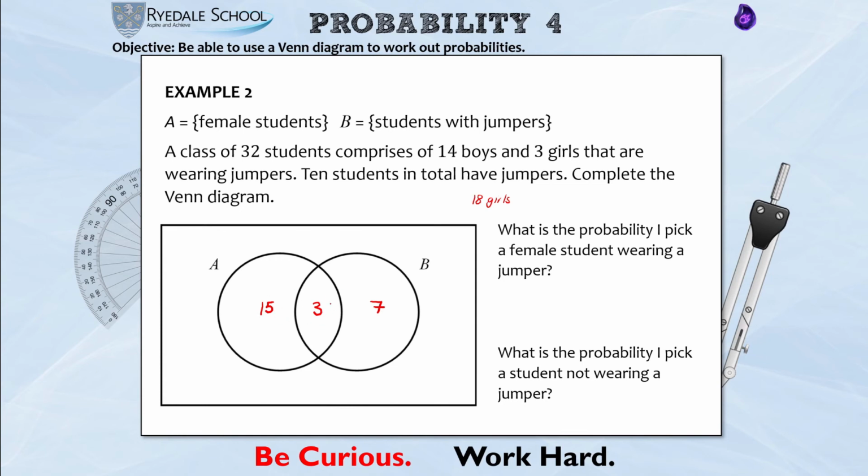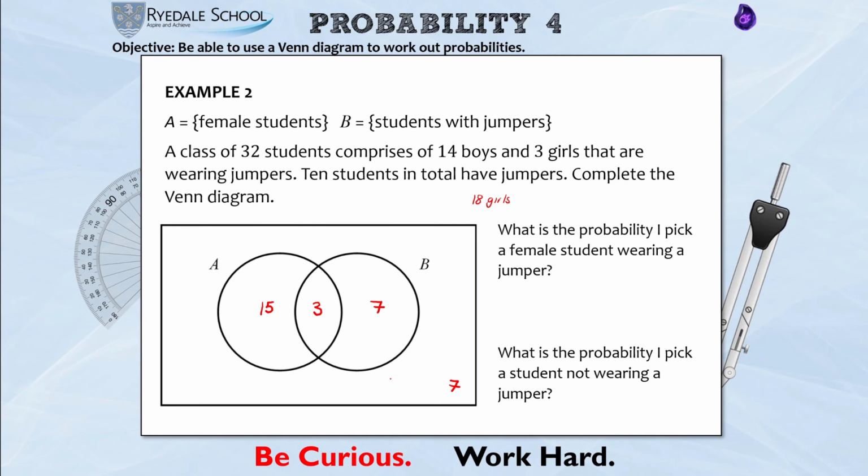Altogether, I have now allocated 25 students. And if there are 32 in the class, the rest must be in this section here. So 32 take away 25 leaves another 7 students there. And these 7 students will be the boys that are not wearing jumpers.